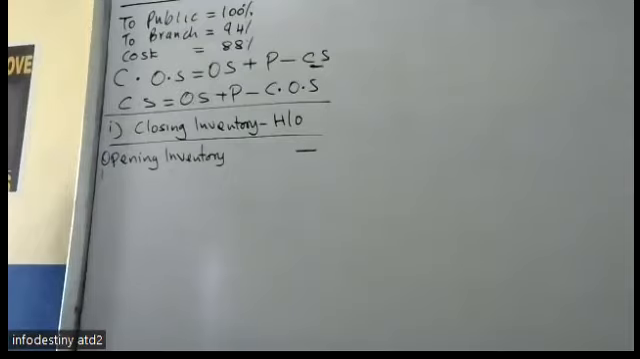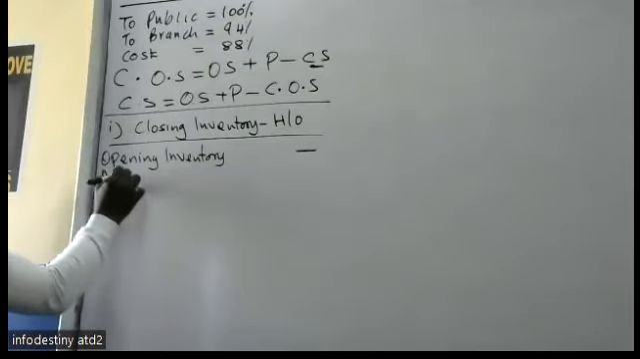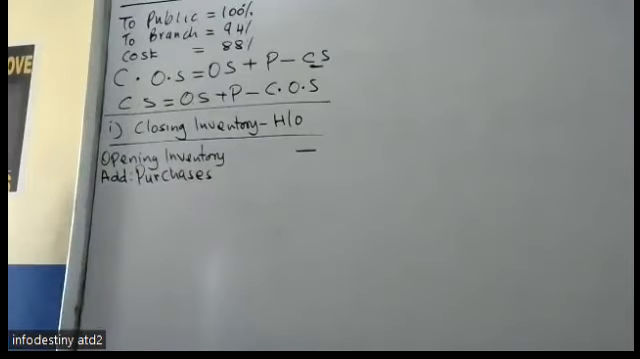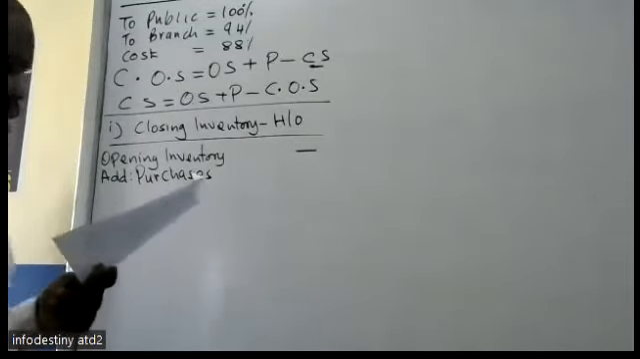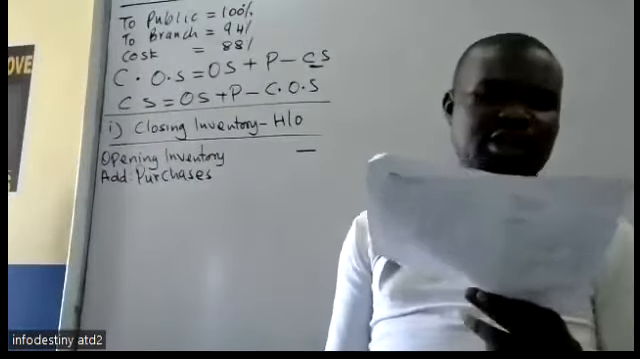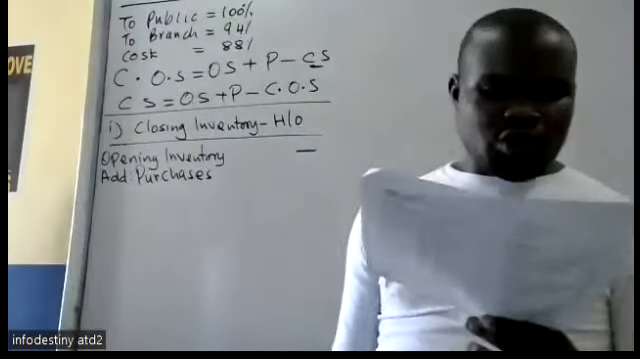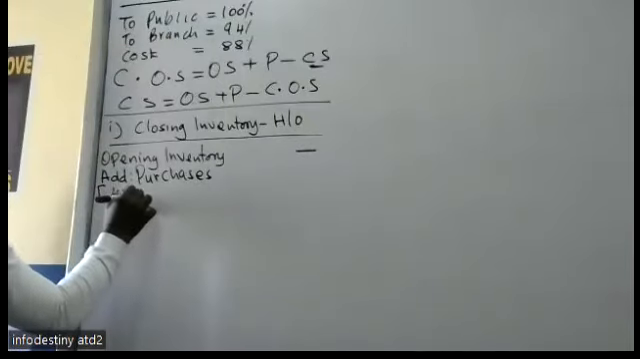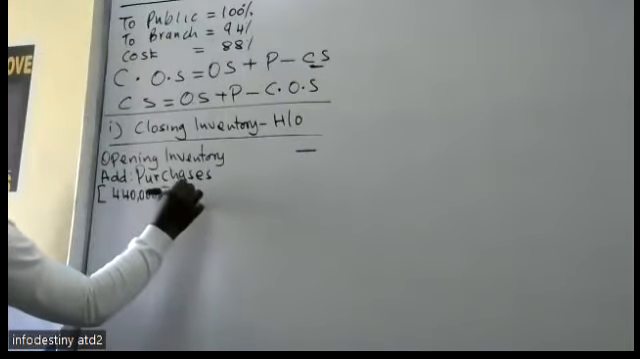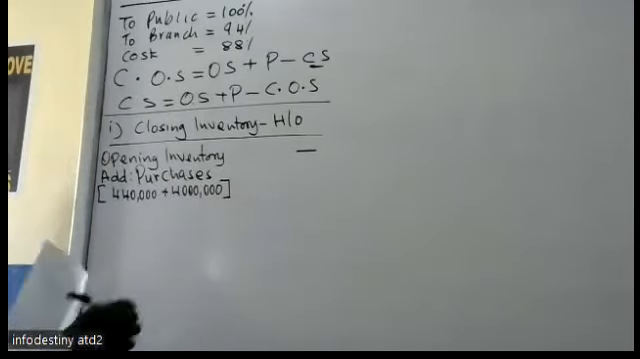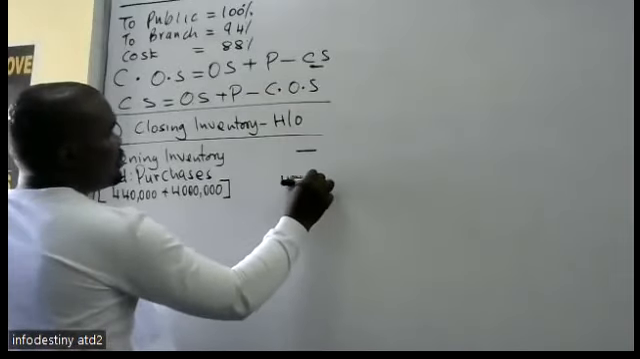Nothing. Then you add purchases. Purchases were there, actually there are two. There was purchases of packaging materials and there was purchases of toys. So add the two. This is 440 plus 4 million. So 440 plus 4 million will give you 4440.